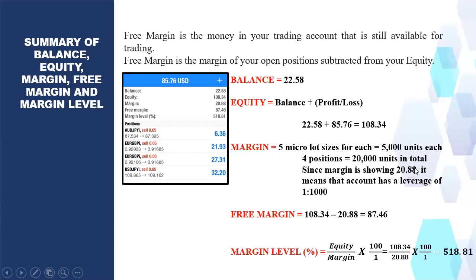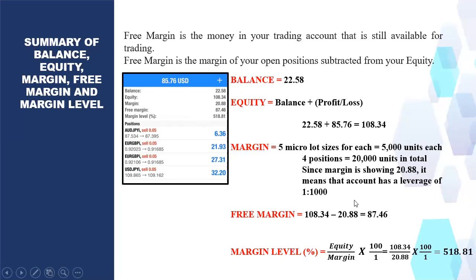You understand? So this 0.88 you are seeing here is just maybe because of the commission that the broker took from the person while entering the trade. Do you understand me? So for a 1:1000, you would need just 20.00 to buy 20,000 units. That's why this margin is 20.88.